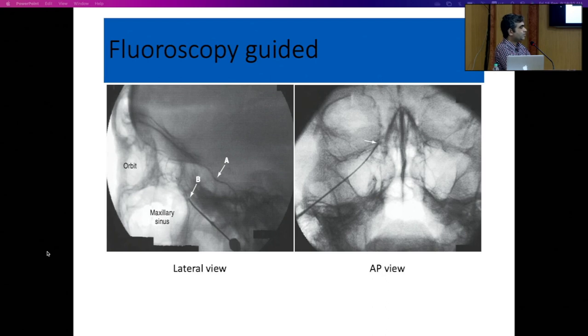The same procedure can be done under fluoroscopic guidance. Here you first go in the lateral view and reach the superior one-third of the pterygopalatine fossa. And in the AP view, we confirm the depth. The needle tip should not cross the lateral wall of the nose.